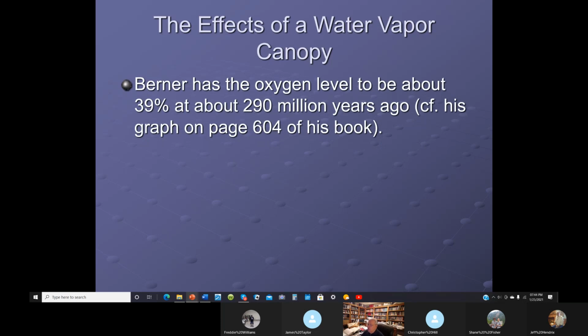Burner has the oxygen level at about 39%. This is another source. Well, 39 and 35 are pretty close to one another. That's 290 million years ago, according to their model.